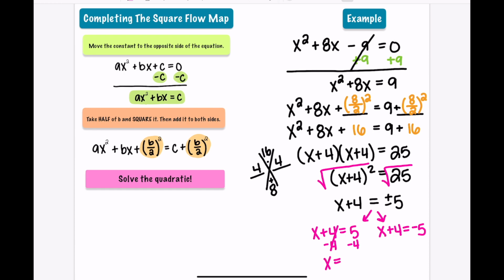So x equals 1. Subtract 4 over here. So I would get x equals negative 9. And those are our two answers. So we used the process of completing the square in order to solve this quadratic. The process of completing the square technically stopped right here. We were done at that point. We had completed the square.